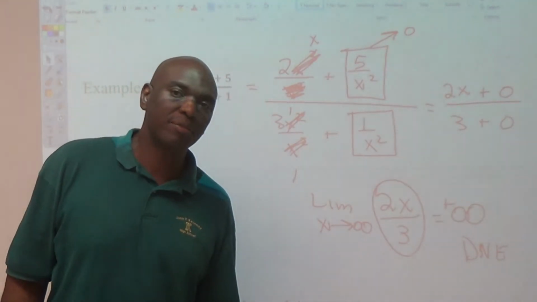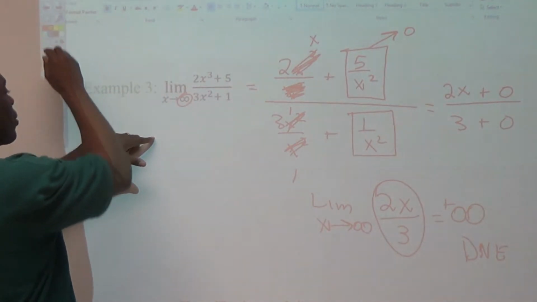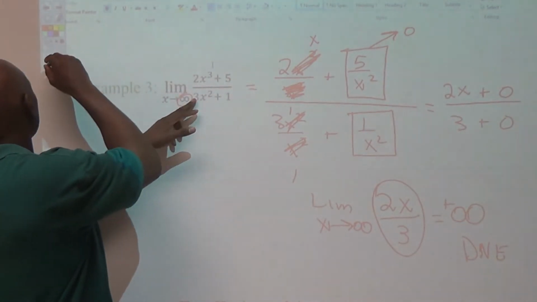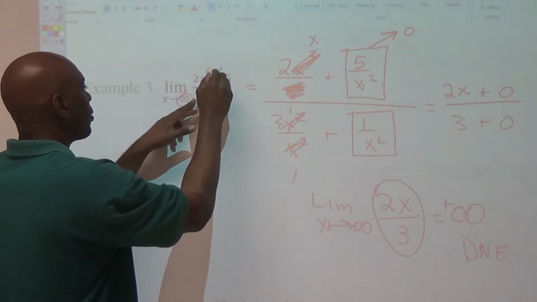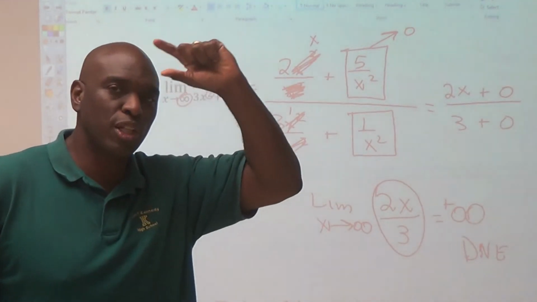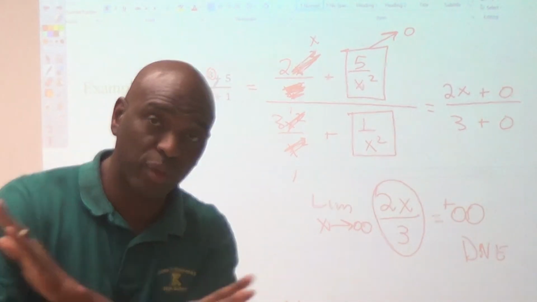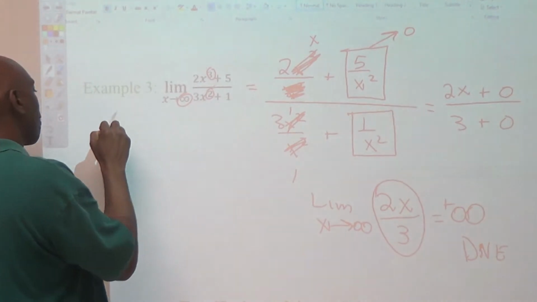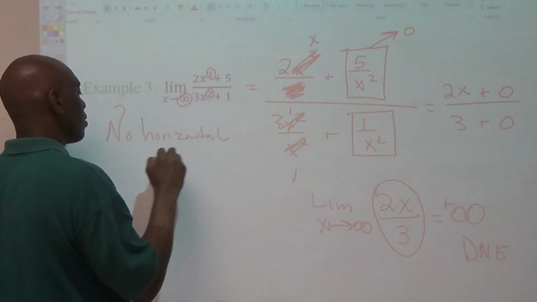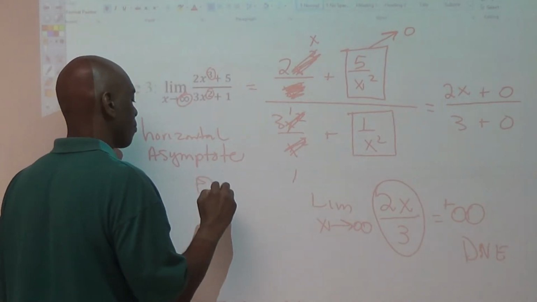And the Algebra 2 method tells us that if the power in the numerator is bigger than the power in the denominator, if the numerator power is larger than the denominator power, then there is no horizontal asymptote. No horizontal asymptote exists.